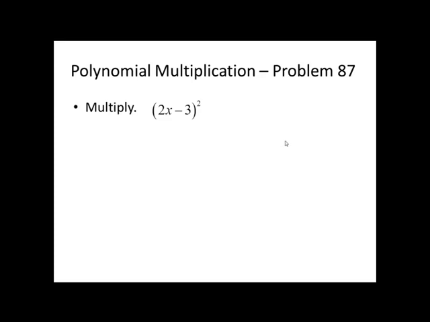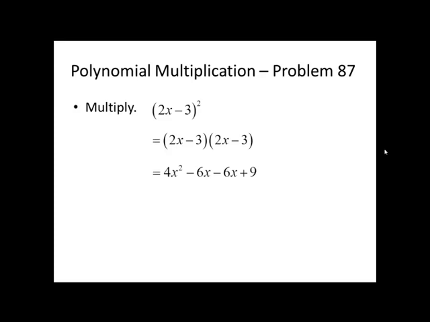Another common multiplication problem is shown here. You want to be careful. We cannot distribute the 2 into the parentheses because there's more than one term. When we have more than one term raised to a power, we have to begin by rewriting this as the product of 2x minus 3 and itself. Recall that squaring an expression means to multiply it by itself. Now we'll go ahead and multiply this out.